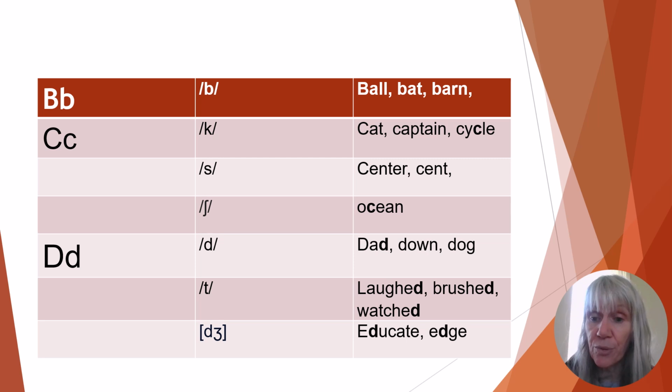So let's go through our consonants and the sounds they can make. In the first column, you will see the consonant. In the second column, you'll see the phonetic symbol representing the sound that consonant will make. And then I will give you examples of words where that sound can be heard.